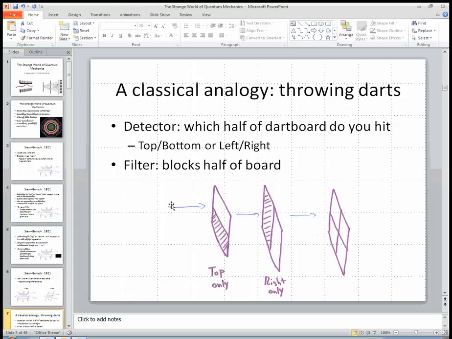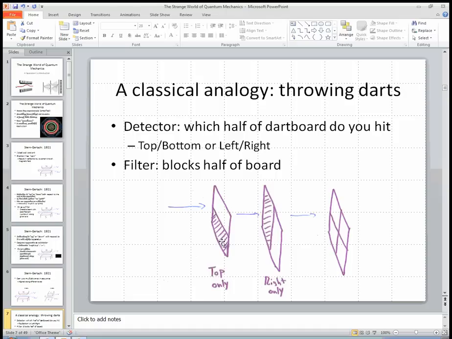And a detector just says, do you hit the left side or the right side? That's an analog of the Y plus, Y minus detector. Is it more towards the into the screen or out of the screen? And another detector would say, just answer the yes-no question, is it on the top half of the board or the bottom half of the board? That's analogous to the detector that's X plus or X minus. A filter would be, just take some cardboard or something, or steel, depends on how hard you throw the darts, I guess, to block half the board.